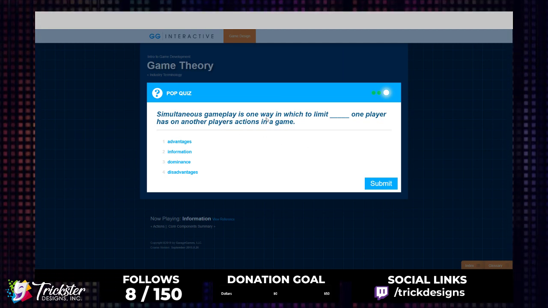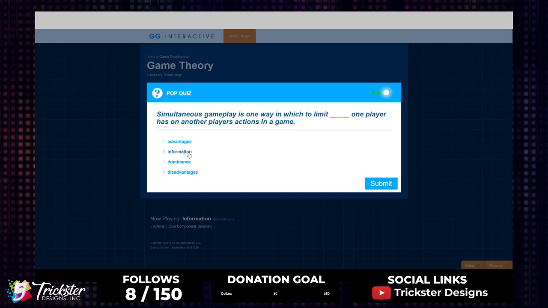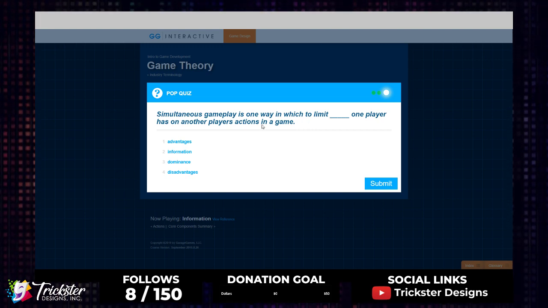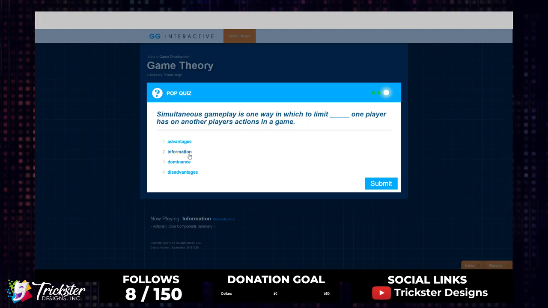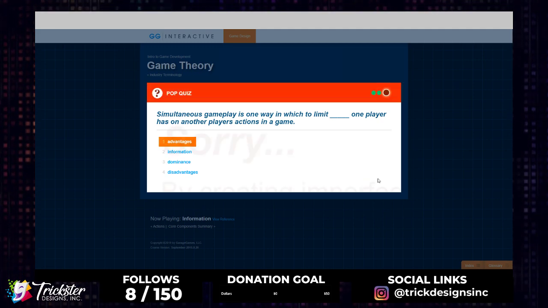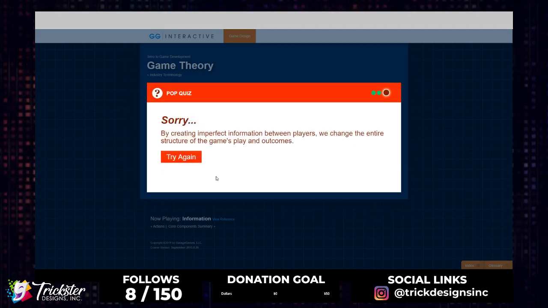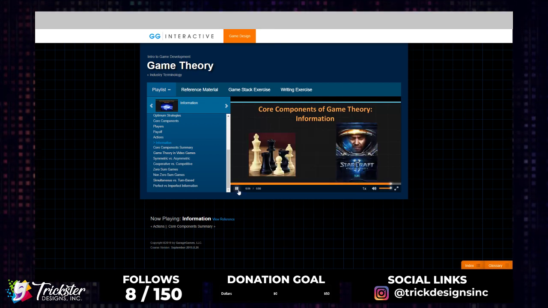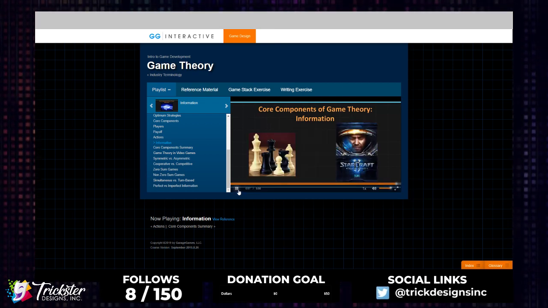Simultaneous gameplay is one way in which to limit information or advantages or disadvantages one player has on another player's actions in a game. I would say advantages. Oh, come on. Our last component is information available to players changes the gameplay in striking ways.